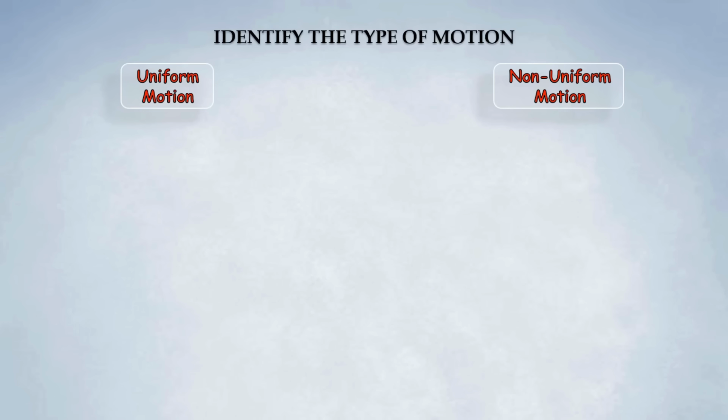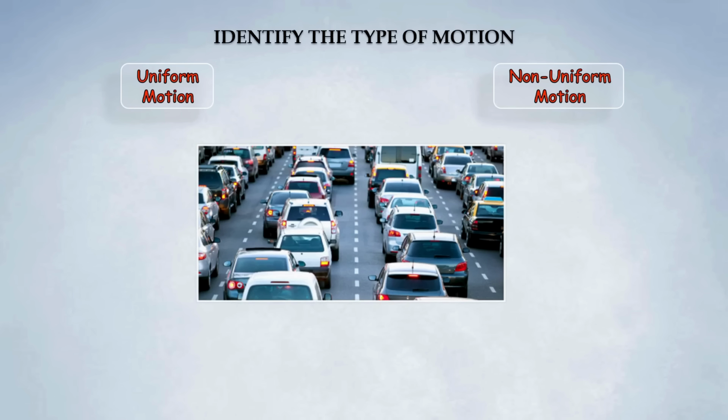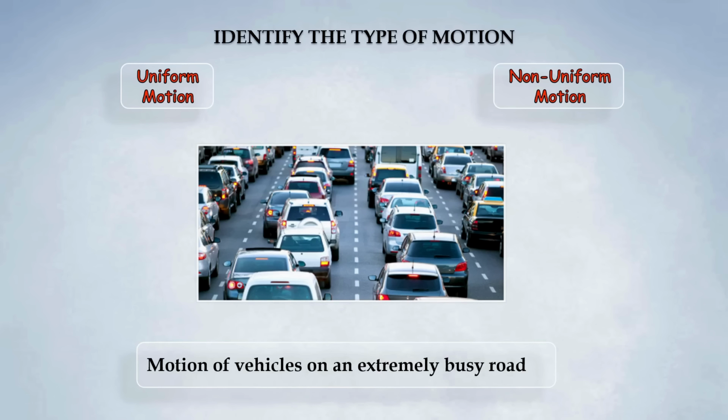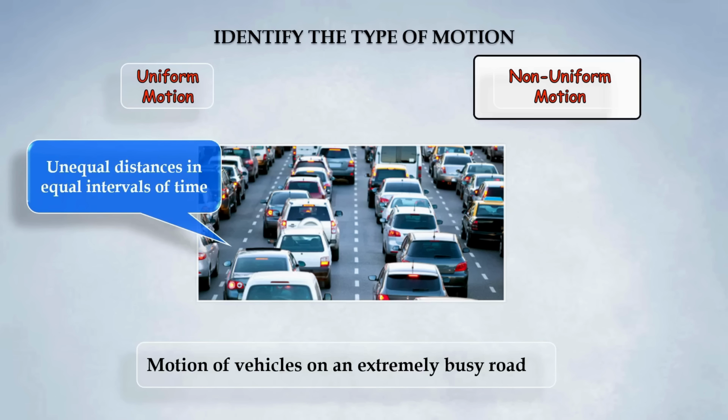Case 4. Motion of vehicles on an extremely busy road. Now look at the vehicles on a busy road. Due to traffic signals, congestion, and frequent changes in speed, vehicles cover unequal distances in equal intervals of time. Therefore, this is an example of non-uniform motion.